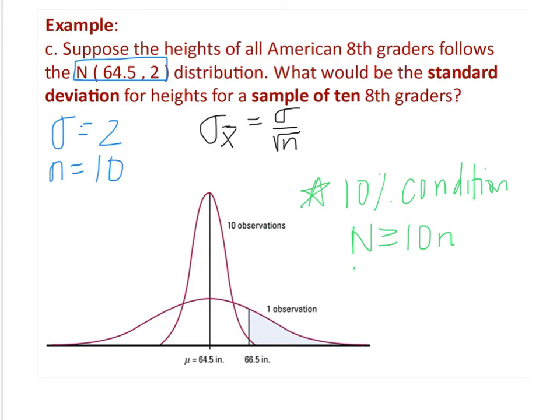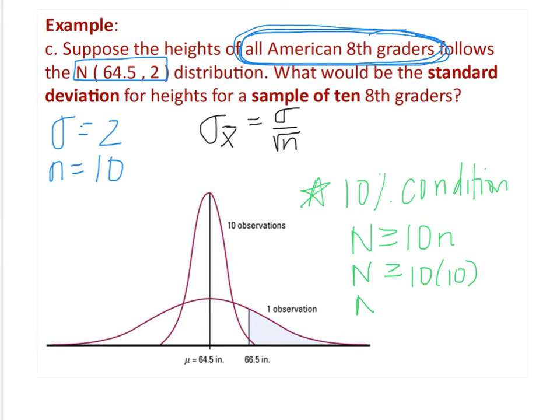Well, if I think about the population in this example, it is all American 8th graders. If you think about all American 8th graders, so every 8th grader in the entire United States of America, do you think that there's more than 10 times 10, or more than 100 of them? Yeah, probably. We think it's safe to assume there's more than 100 8th graders in all of America, so this 10% condition is met.